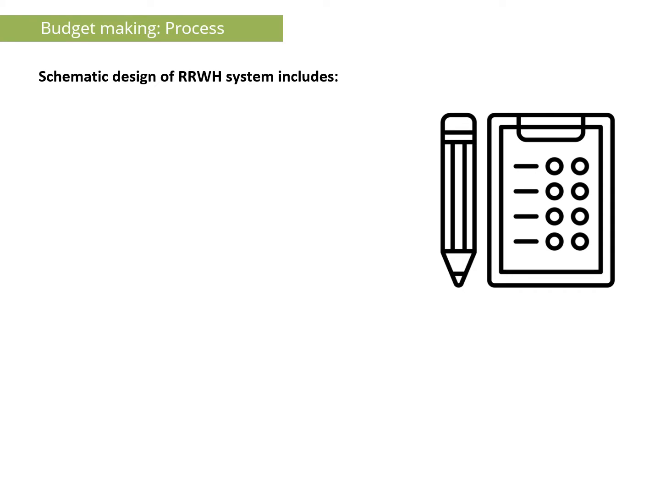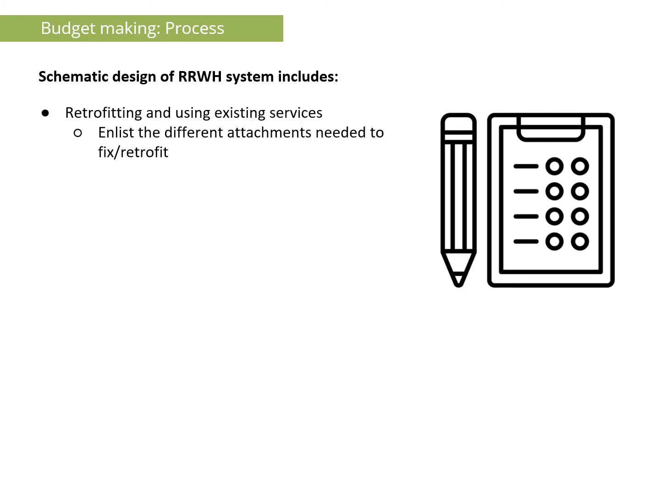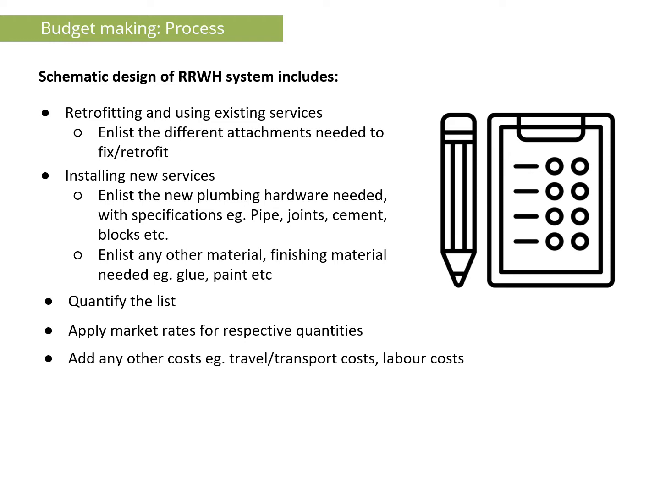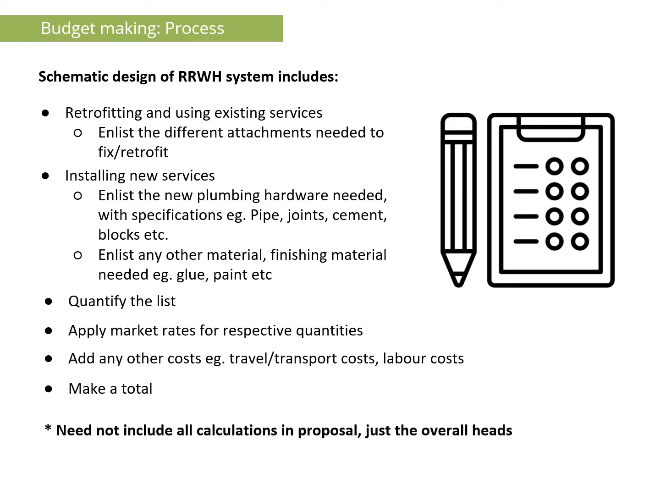When we do the estimation, it includes whether the site requires retrofitting and using existing services, or it requires installation of new services. In case of both, you have to make the list of material and apply the market rates for respective quantities. Also add transport and labor costs and make a total. Note that you need not include all calculations. You can just add the overall heads.